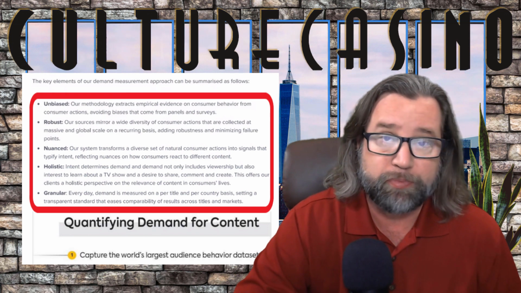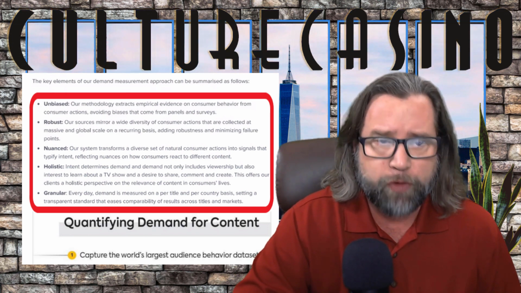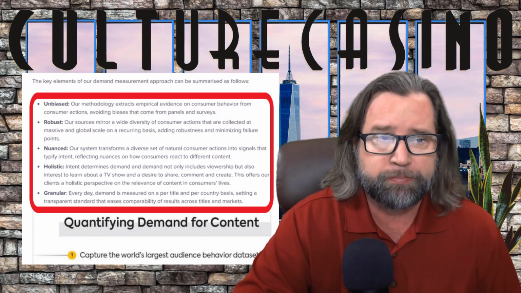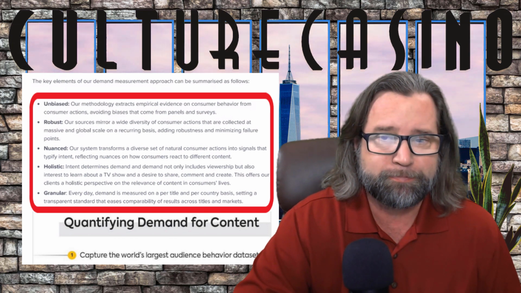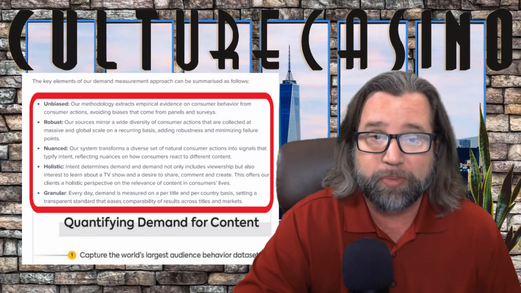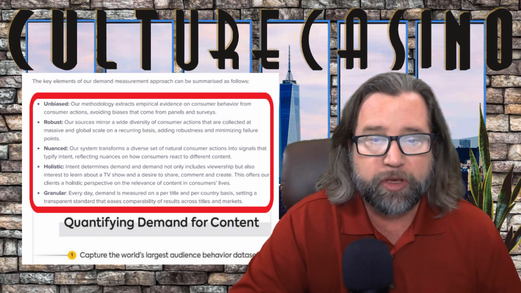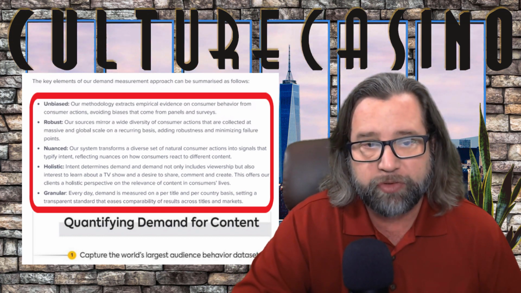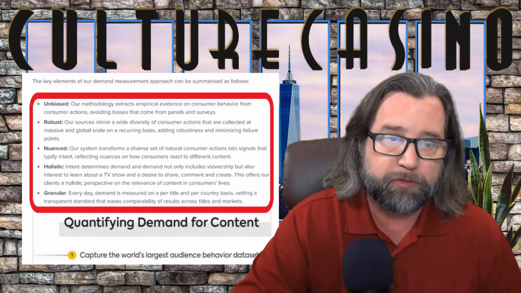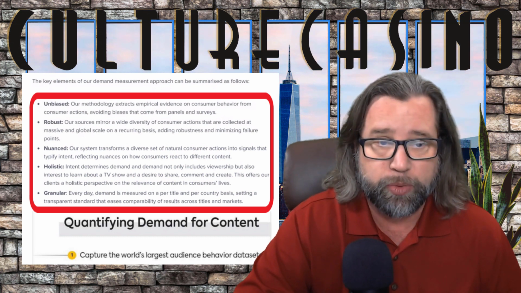Unbiased, stating that our methodology extracts empirical evidence on consumer behavior from consumer actions, avoiding biases that come from panels and surveys. Actually, the information you're collecting is incredibly biased in that regard, but that's okay. Robust. Our sources mirror a wide diversity of consumer actions that are collected at massive and global scale on a recurring basis, adding robustness and minimizing failure points. Okay. I can't argue too much with that one.